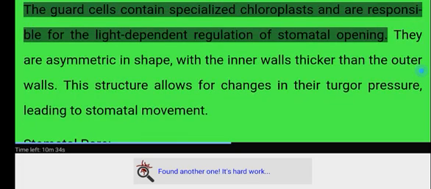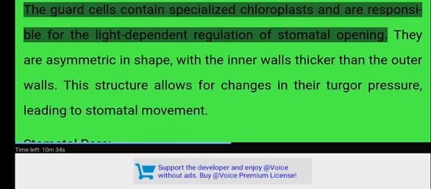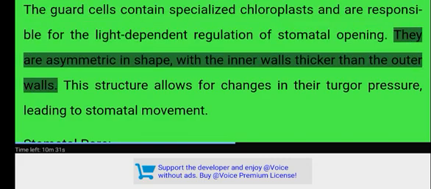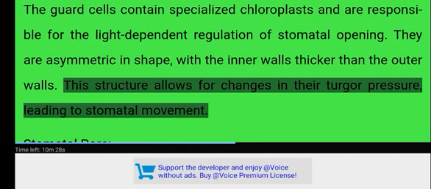Guard cells. The guard cells contain specialized chloroplasts and are responsible for the light-dependent regulation of stomatal opening. They are asymmetric in shape, with the inner walls thicker than the outer walls. This structure allows for changes in their turgor pressure, leading to stomatal movement.